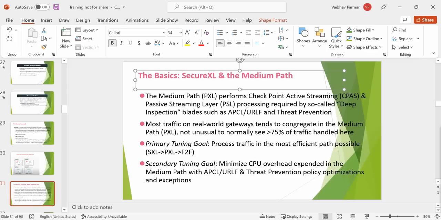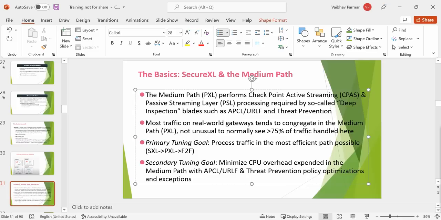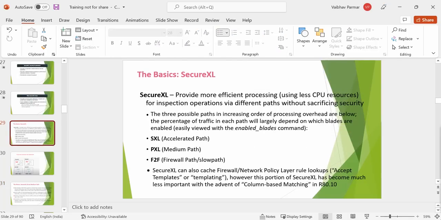In other words, the medium path is also called PXL. Why do they call it PXL? Processing required at another level. So if you heard about terms like PXL, PSL, it's all about your medium path. Just remember that. And the accelerated path, I just explained. The firewall path, or slow path, is also called F2F, firewall to forwarding path. So they have multiple terms for this thing. Remember whenever these terms come up, SXL is nothing but the accelerated part, PXL is nothing but the medium path, and F2F is nothing but the firewall path or slow path.